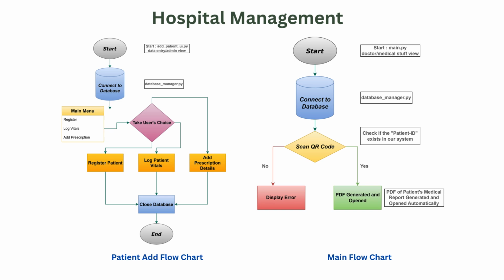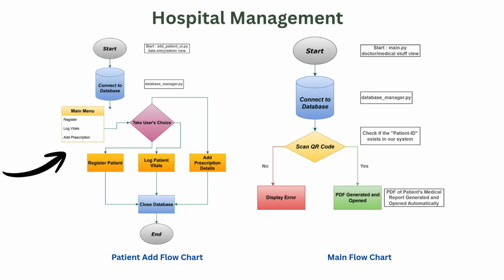So here I come with another Python project that is hospital management. Before we get into the coding part, let me show you the overview of the flowchart and how it will work. For the first one, we will start and connect to the database and show the menu, right? That is, if the representative wants to register, log vitals, or add a prescription. After that, based on the user choice, we will perform the functions accordingly. And after that, we will close the database and it will end.